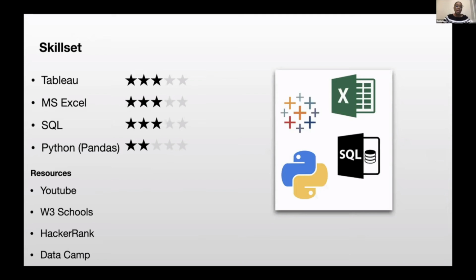In addition to Tableau, I did learn other skills to boost my resume. I ranked each of my skills from 1 to 5 stars, with 1 being a complete beginner and 5 being an expert. As you can see here, I'm pretty comfortable using Tableau, Excel, and SQL. Python Pandas had a bit more of a learning curve for me personally, but I'm still working on those skills and trying to get better. The resources I used to learn these skills were YouTube, W3Schools, HackerRank, and DataCamp.